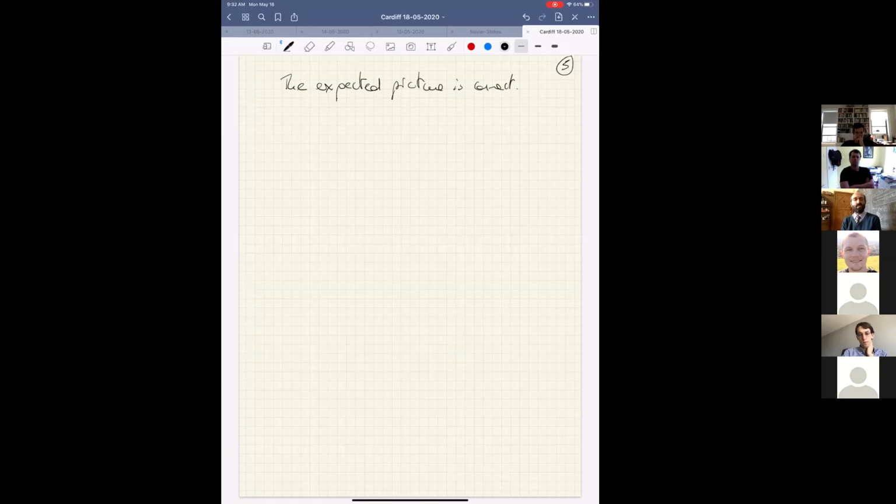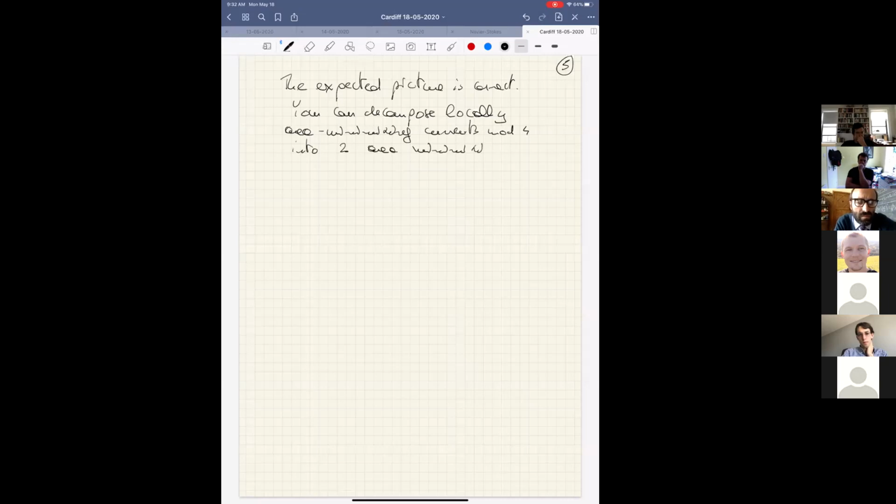So you can say even that you can decompose, in fact, locally area minimizing currents mod 4 into two area minimizing currents mod 2. Okay, and let me give you a heuristic for this.